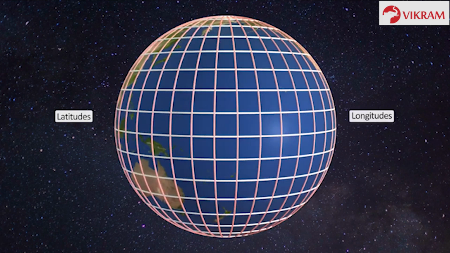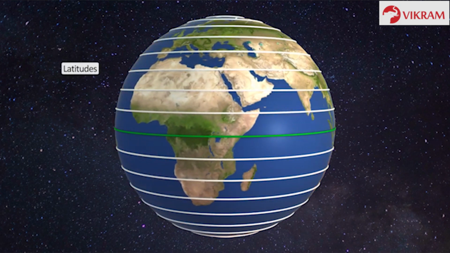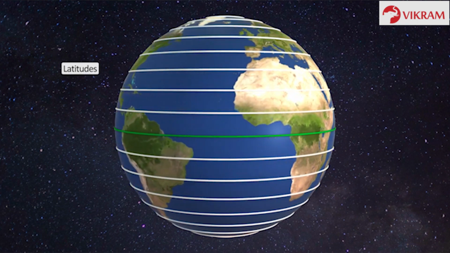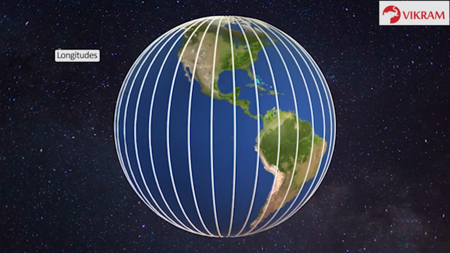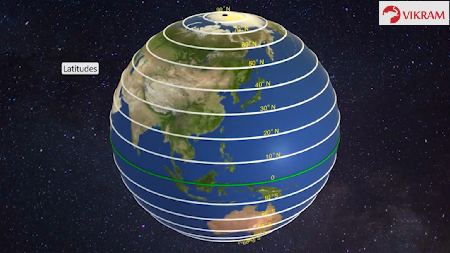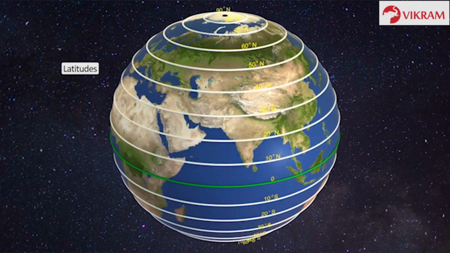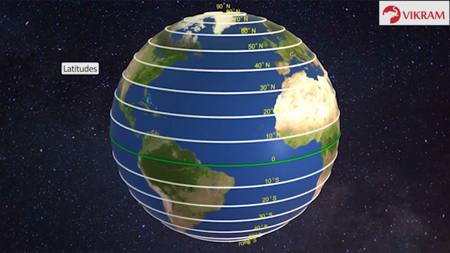On the globe you can see some lines. The horizontal lines are called latitudes. The longest latitude is called the equator. The vertical lines are called longitudes. Latitudes and longitudes are imaginary lines. The imaginary line which joins the poles is called the axis.